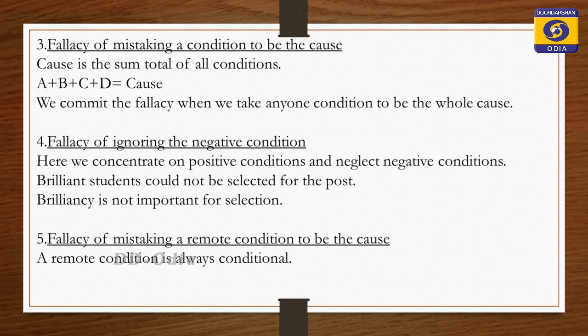Then the next fallacy is fallacy of ignoring the negative condition. You know, cause is the sum total of conditions, positive and negative taken together. Positive condition means condition should be present and negative conditions means conditions should be absent. Suppose you need fire, then what do you need? You need a matchbox, matchstick and they should be dry in character. You have to strike the matchstick against the matchbox in a particular way and strong wind must not be blowing.